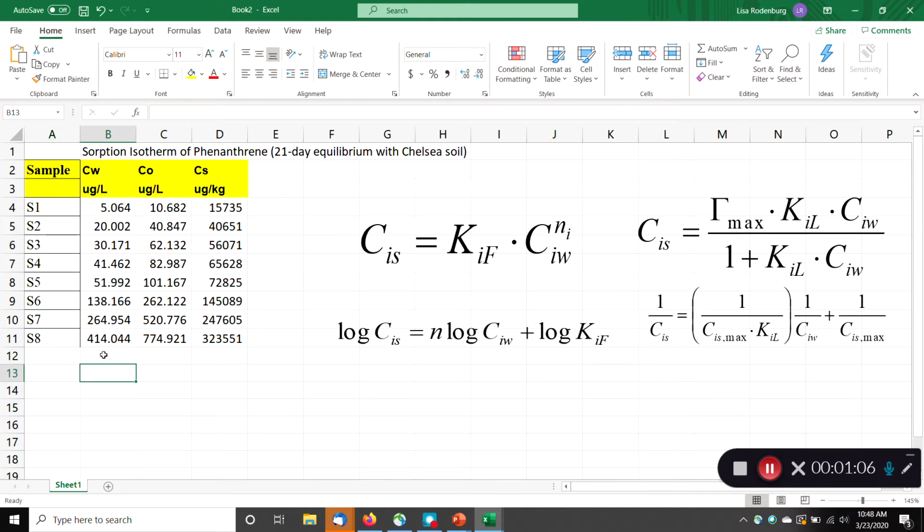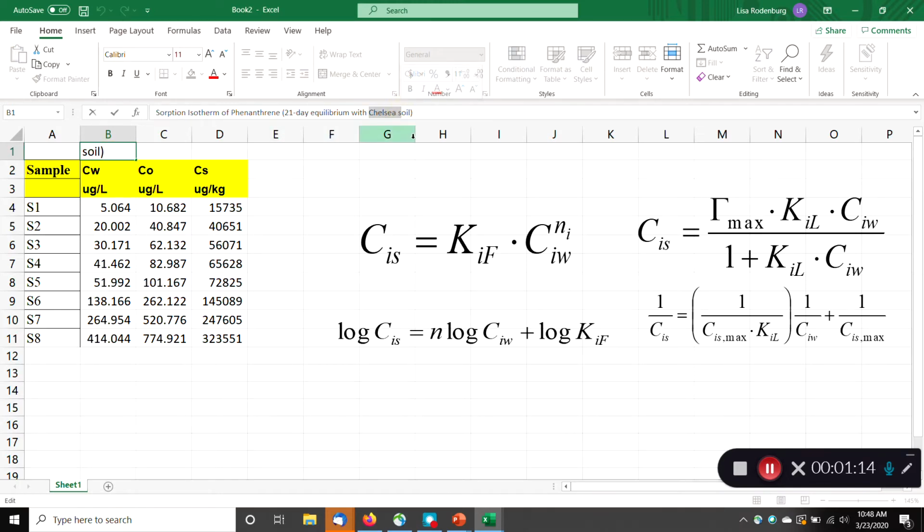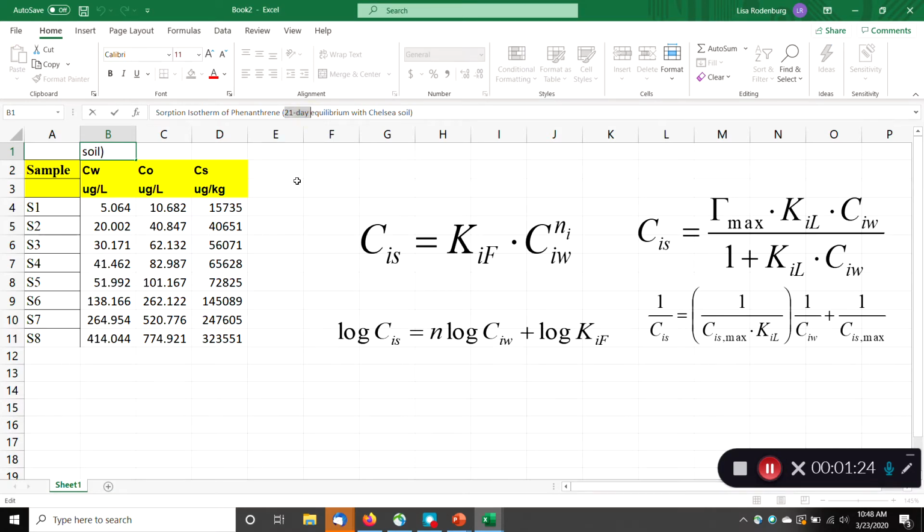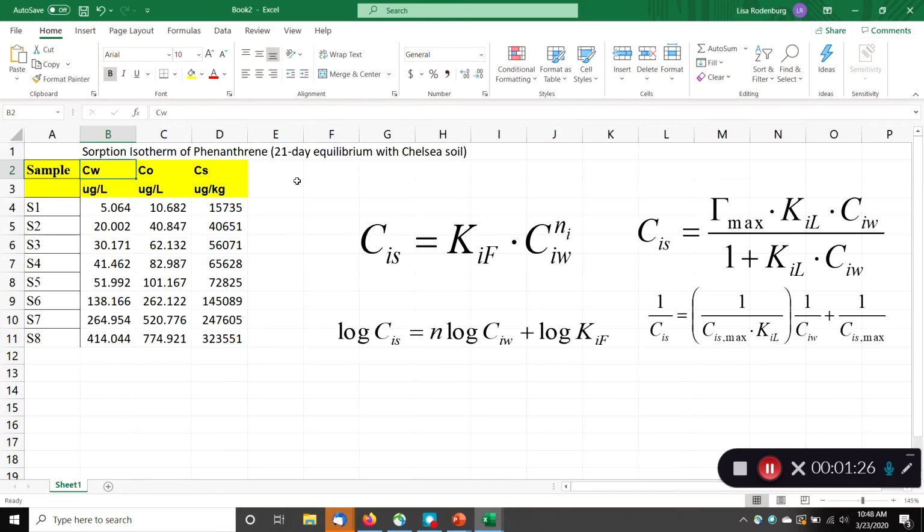Anyway, so what we did is we took some Chelsea soil, which is from Chelsea, Michigan. It's near the University of Michigan, so they use it, you know, it's nearby. So Chelsea soil has been studied a great deal. And this is a 21-day equilibrium. We could have a long argument about whether 21 days was a long enough equilibrium. It's possible that it wasn't, but we're going to assume that we're at equilibrium here.